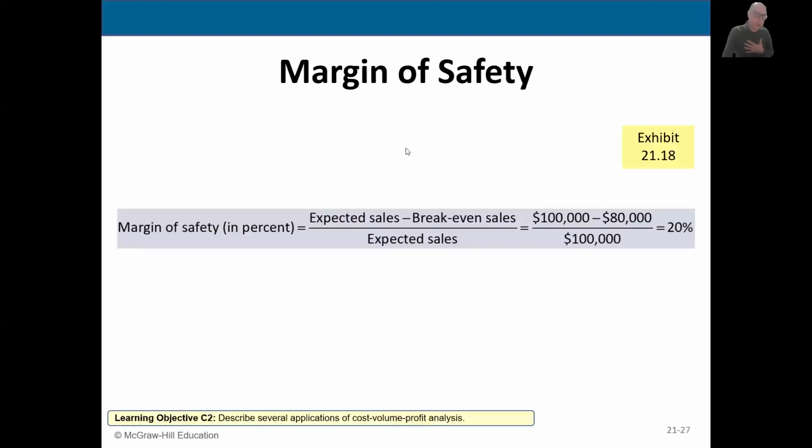And we call this a margin of safety. Right? It's the idea that we got a little bit more before we start making a loss. Right? What's my margin of safety? Where's management going to feel comfortable? And understanding that there's variability when it comes to sales. We call this a margin of safety.